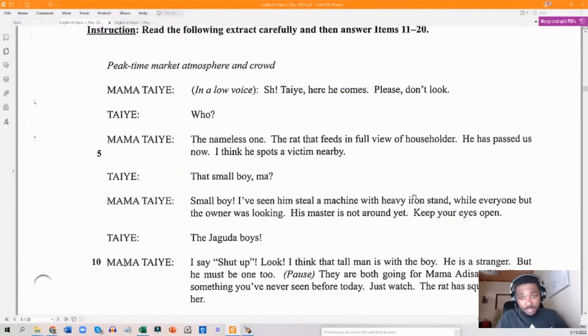Peak time, market atmosphere, and crowd. Mama Taiye, in a low voice: Shh. Taiye, here he comes. Please don't look. Who? The nameless one. The rat that feeds in full view of householders. He has passed us now. I think he spots a victim nearby. That small boy, ma? Small boy? I've seen him steal a machine with heavy iron stand, while everyone but the owner was looking. His master is not around yet. Keep your eyes open.